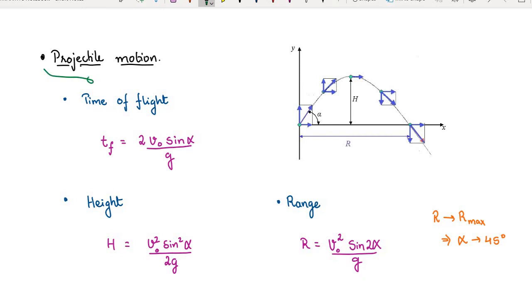Now formulas for projectile motion. The time of flight Tf is equal to 2 v0 sin alpha by g. Height of flight is equal to v0 square sin square alpha by 2g, and the range of flight is equal to v0 square sin 2 alpha by g. The range is maximum when alpha is equal to 45.